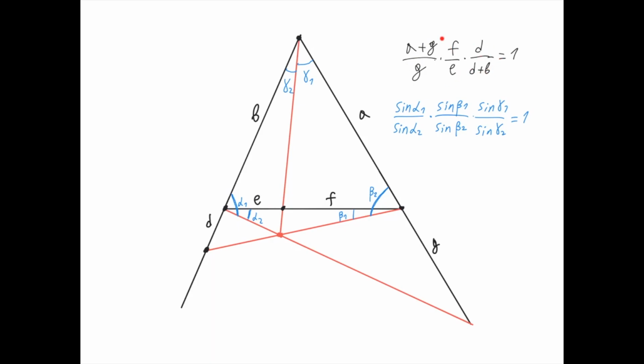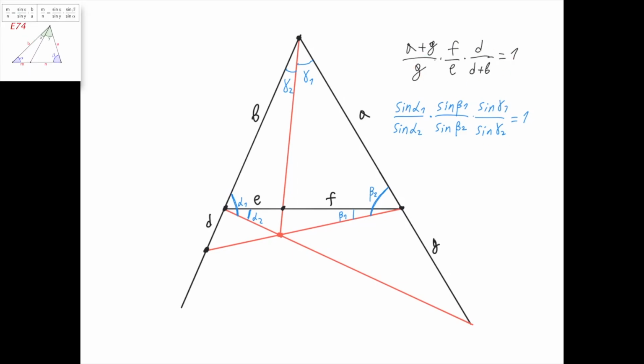For example, a plus g corresponds to the sine of alpha 1, this angle here, and then g corresponds to this angle alpha 2. Then f over e, f corresponds to this angle gamma 1, and e corresponds to this angle gamma 2. And finally, d over d plus b corresponds to beta 1 over beta 2. Beta 2 is the whole angle from this line to this red line here. The proof that these two are equivalent is the same.